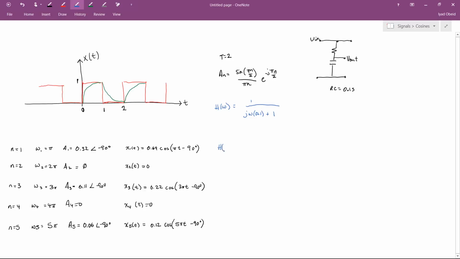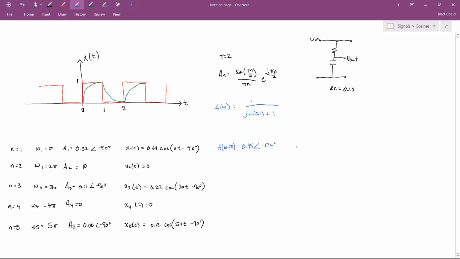If I take H of omega with omega equals pi radians per second and substitute pi into my formula for H, what I wind up with is 0.95 angle negative 17.4 degrees. What that means is that this filter will affect a cosine at this frequency. It'll keep most of the magnitude, so the output will be 95% of the input, and there'll be a little bit of a phase shift.